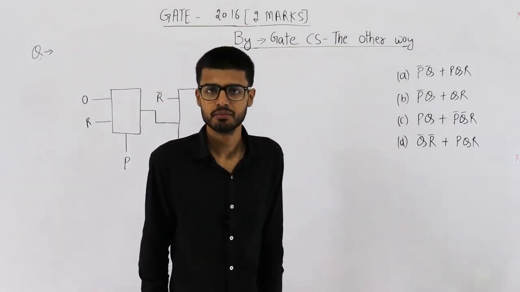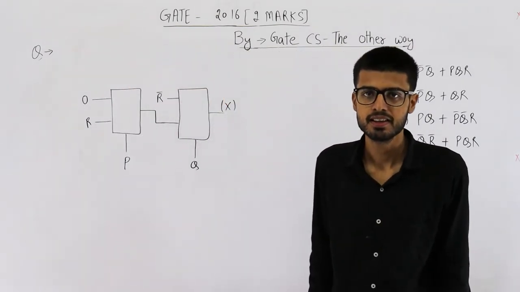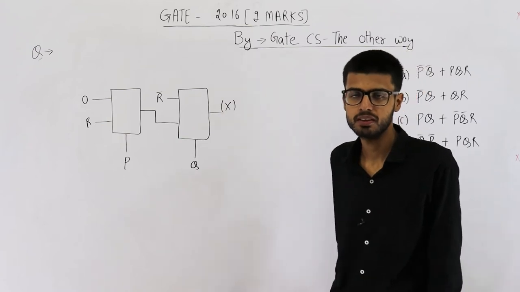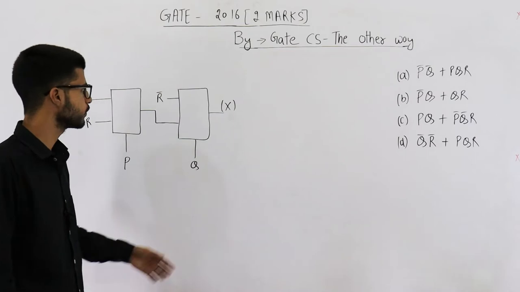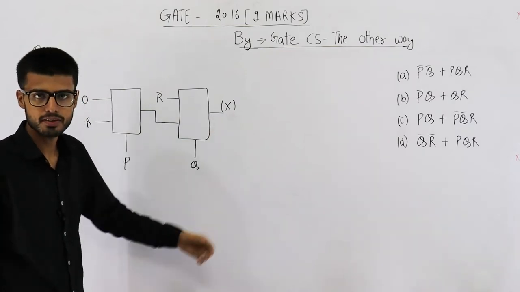Hello students, welcome back. This question is from GATE 2016 exam. It's from set 1 and interestingly it is for 2 marks. You can see we need to find the minimal SOP for this output X.